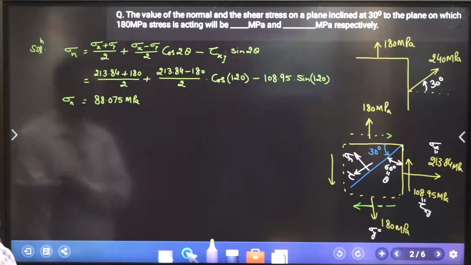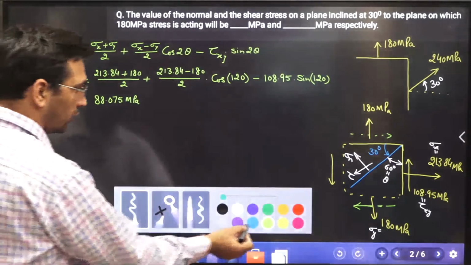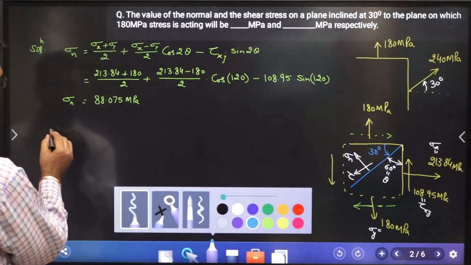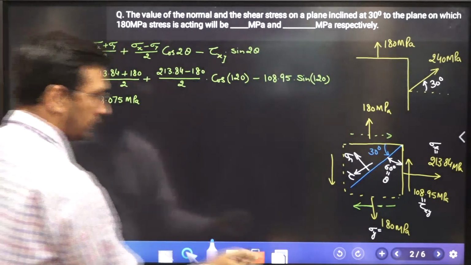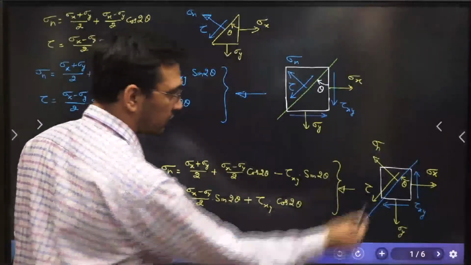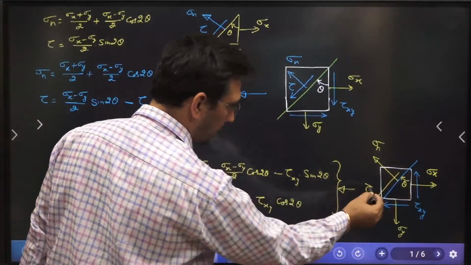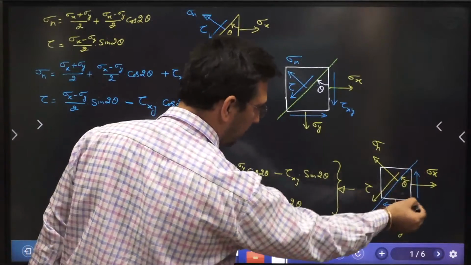Let's go to the shear stress now. How are you going to find out the shear stress in that particular plane? See, shear stress is acting, I have taken it in this direction away from this angle theta, and therefore these are acting away at this point.